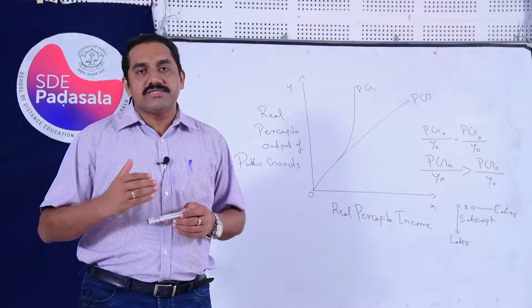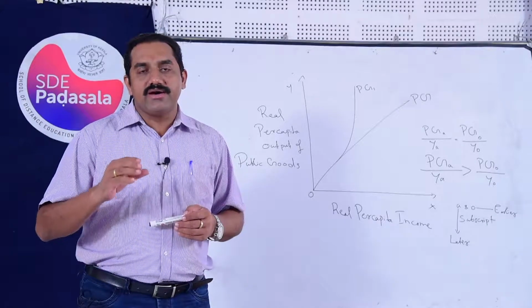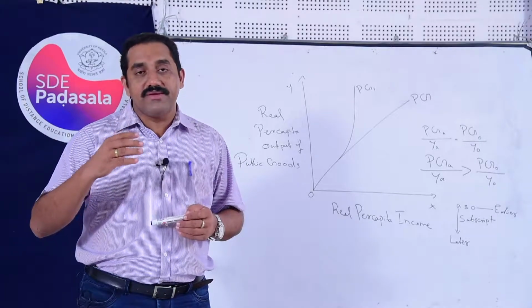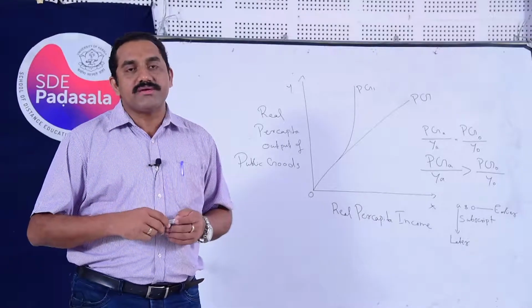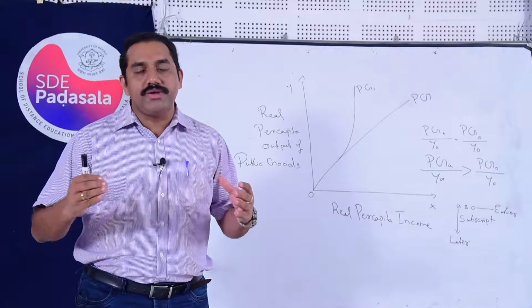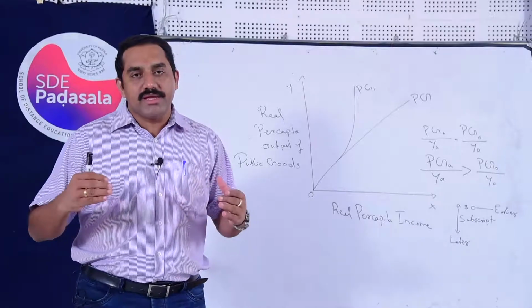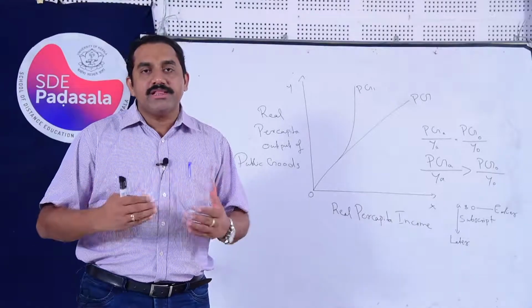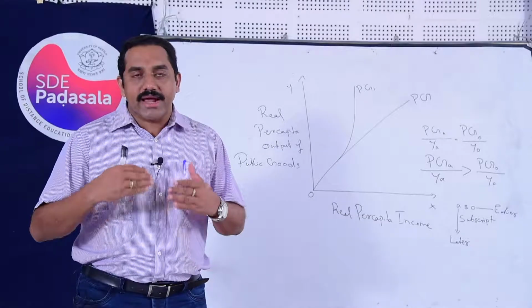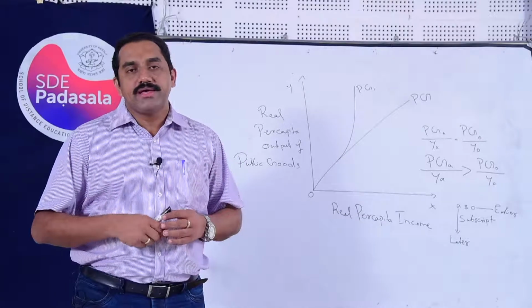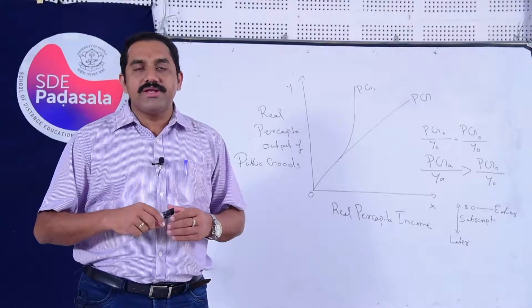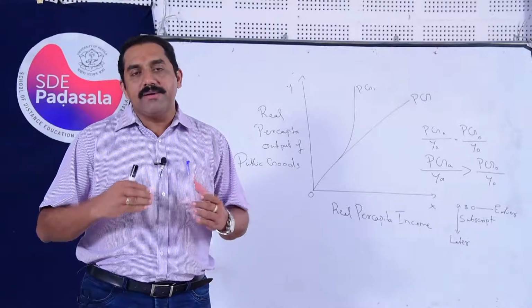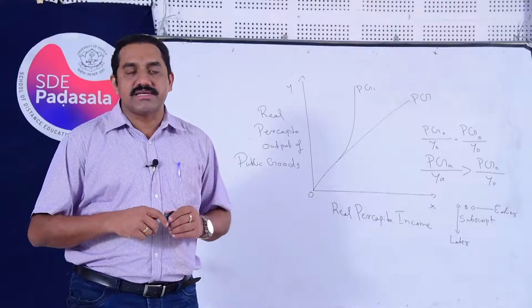We know public goods have non-rivalry and non-excludability in consumption. Nobody should be excluded, and in consuming public goods, nobody is rival to anybody. So to provide such public goods in larger quantity, the government must increase its public expenditure. So this is the third reason.